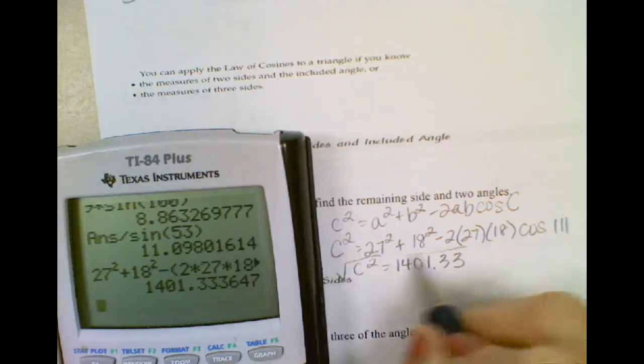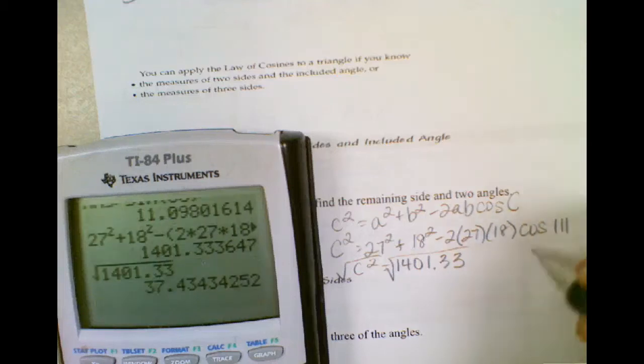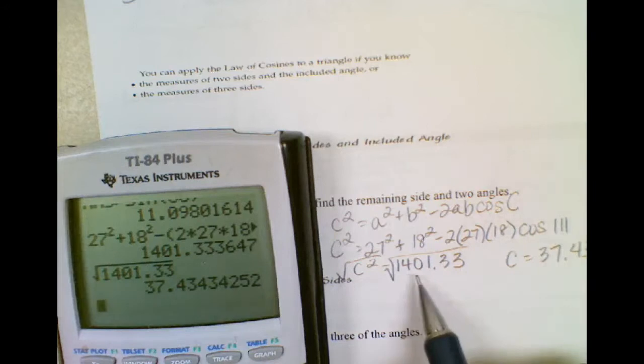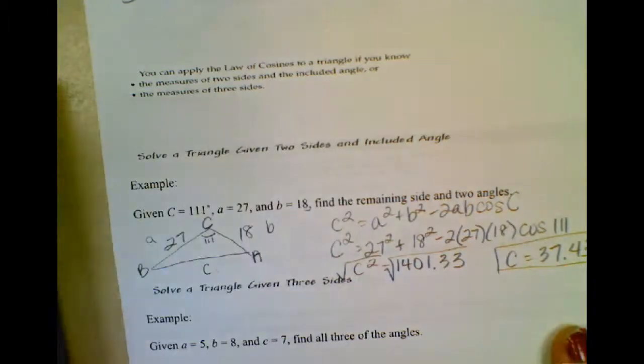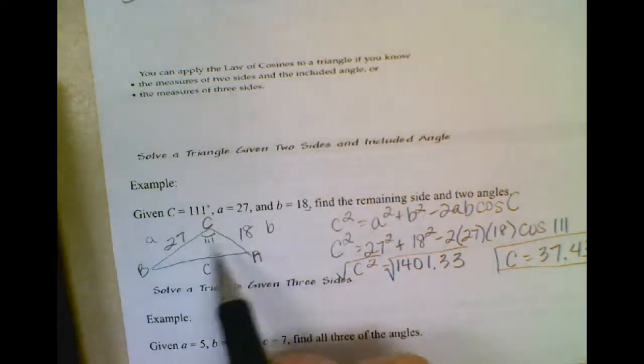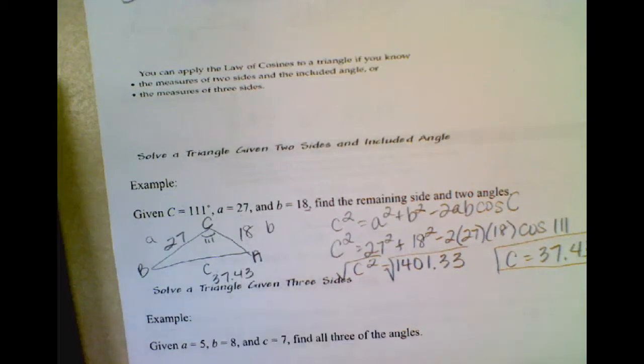Now if we take the square root of both sides, let's do second function, square root 1401.33, and we get C has a length of 37.43. At first, that 1400 kind of threw me off, but I had to remember that that is the value of C squared, not just C. So C has a value of 37.43. Let's see if that's proportional. Well, we know it has to be longer than 27, so that does sound pretty reasonable to me.